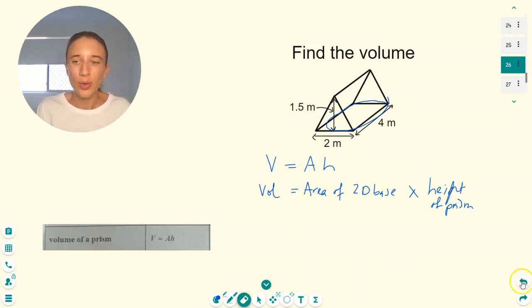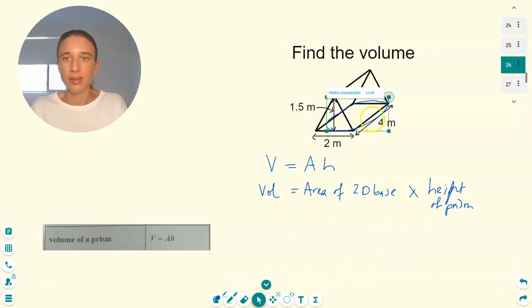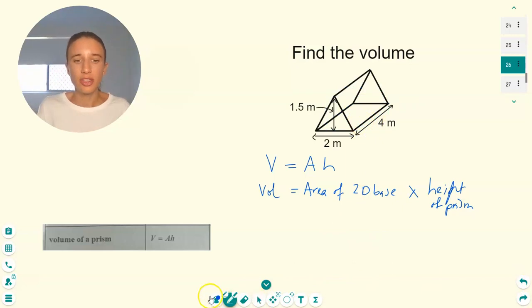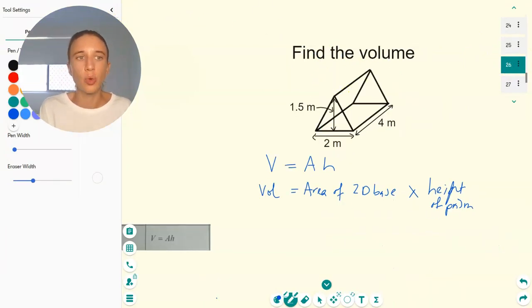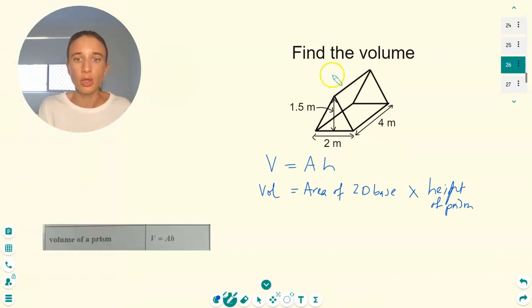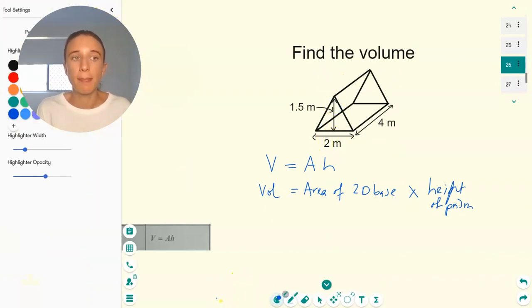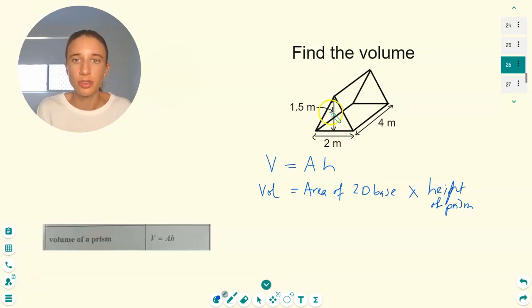So what we need to do, let's get rid of that, is find the area of the 2D base. So back here, notice how the base was the exact same on the top and the bottom. That's what you're looking for. You're looking for that same shape on the top and the bottom.